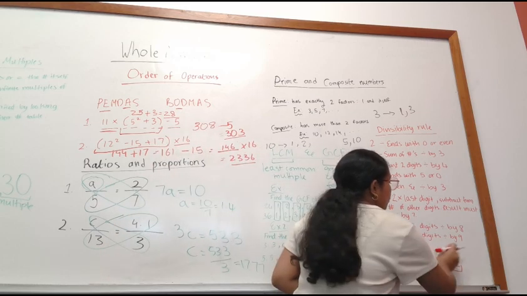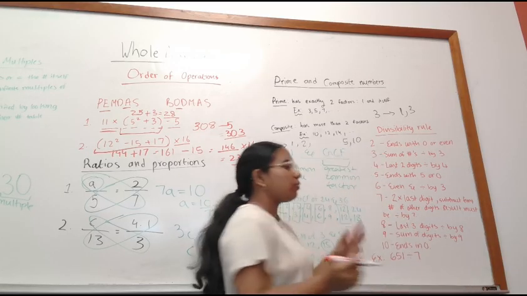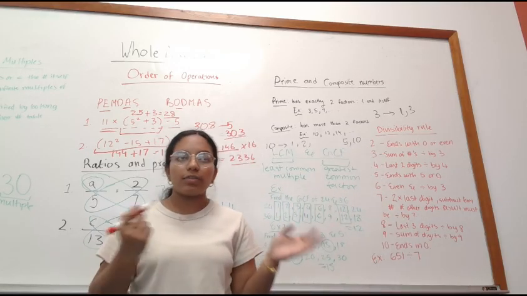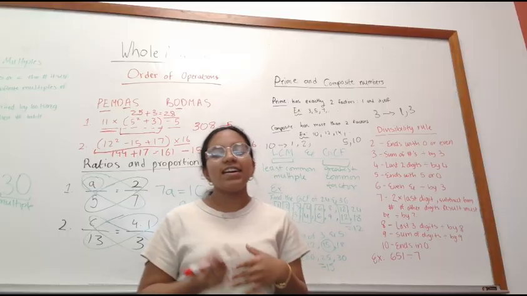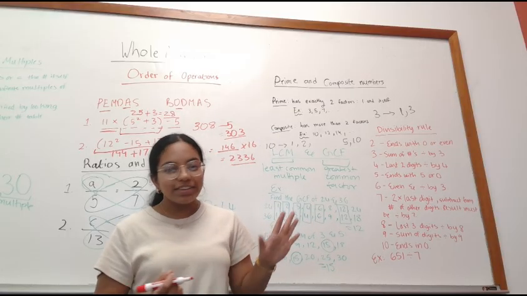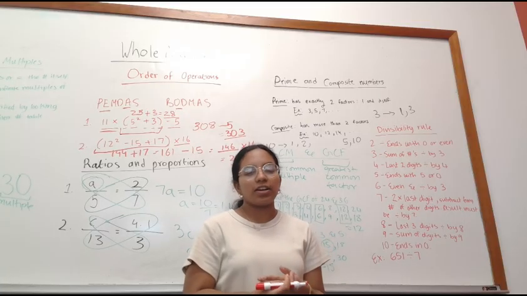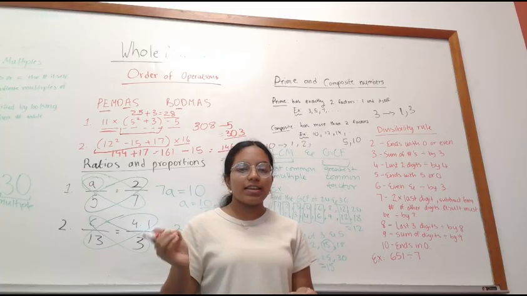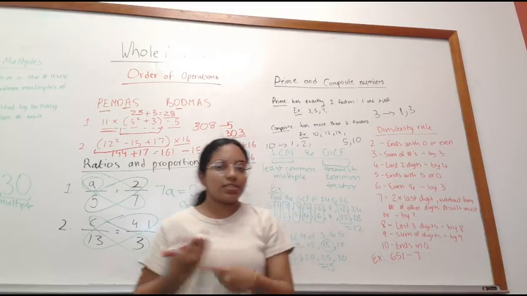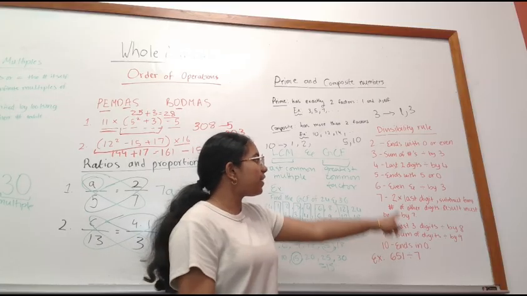And then for 5, it needs to end with 5 or 0. Let's take 15 again. It ends in a 5, right? So it is going to be divisible by 5. Or like 100, it has a 0 at the end, so it is divisible by 5. And then we have 6.